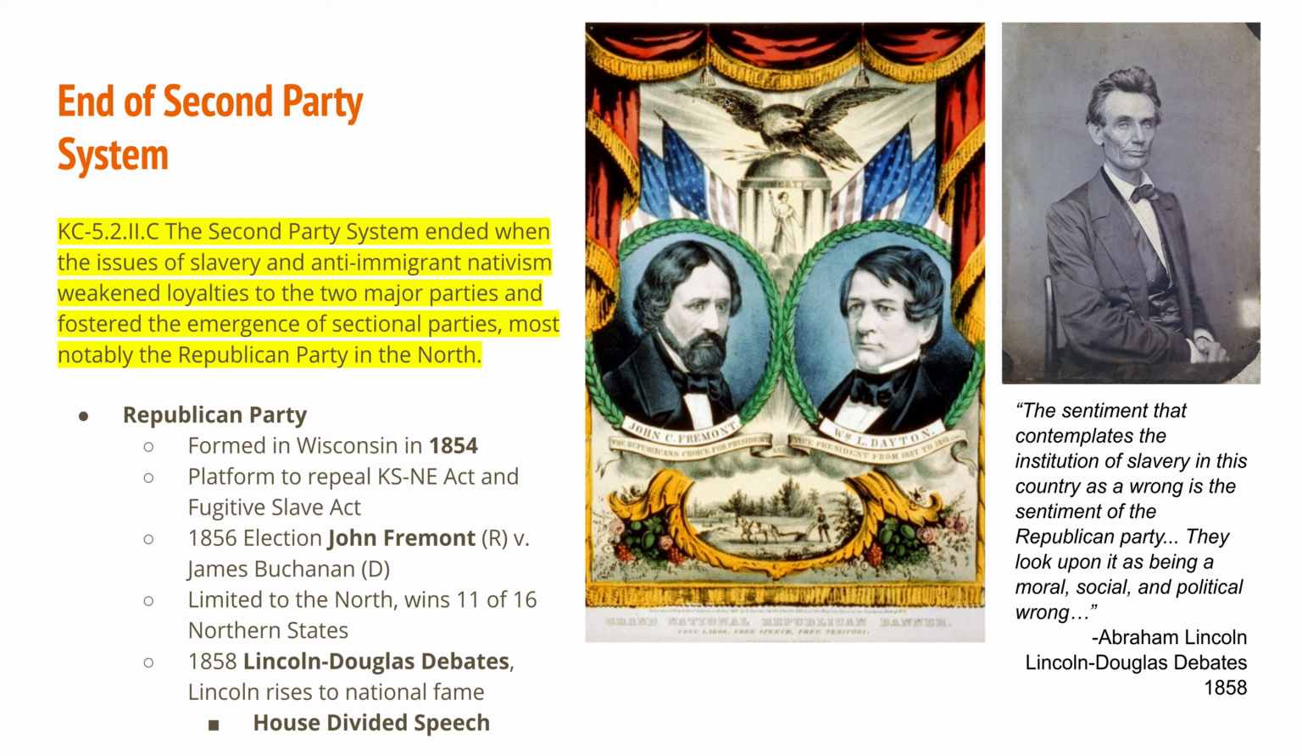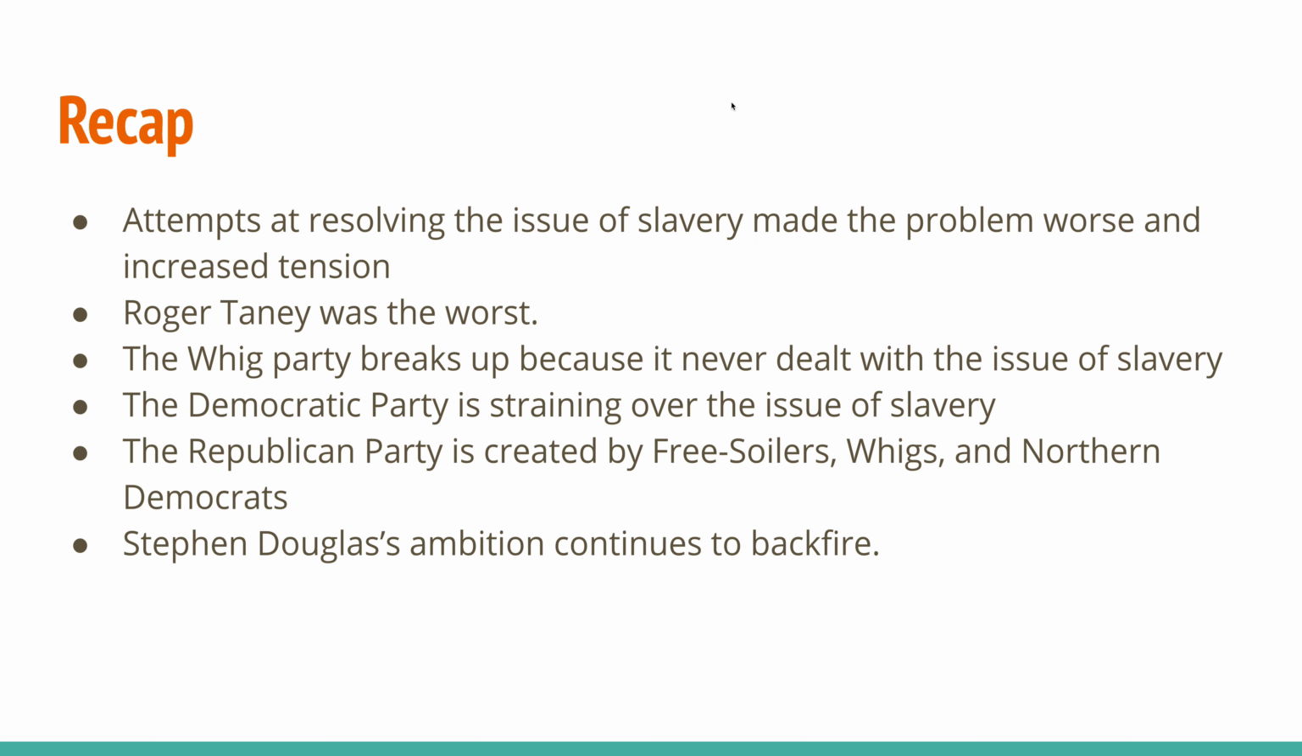In this 1858 campaign is where he gives his famous House Divided speech, in which he says that a house divided cannot stand. From his debates, you see here on the right side another excerpt. The sentiment that contemplates the institution of slavery in this country as wrong is the sentiment of the Republican Party. They look upon it as being a moral, social, and political wrong. So you can see there again that the political party platform of the Republicans had from the very beginning a strong stance against slavery.